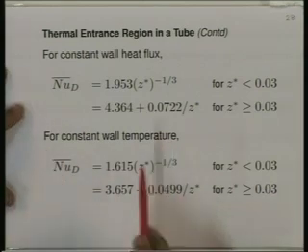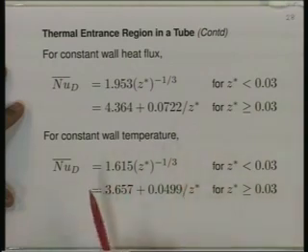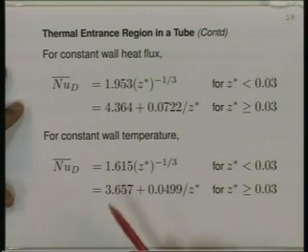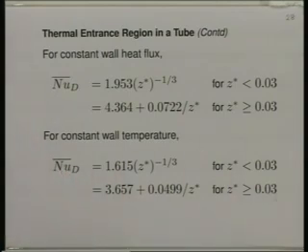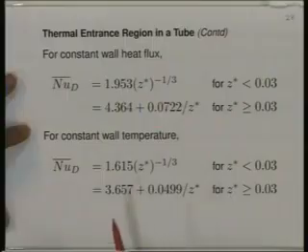In case of constant wall temperature, again we have a similar set of results. Here also you will find that the Nusselt number keeps on reducing with Z star. That is a common characteristic. Again, as Z star becomes larger and larger, the average Nusselt number over that large length will asymptotically approach the local Nusselt number for the fully developed temperature profile under the constant wall temperature case.